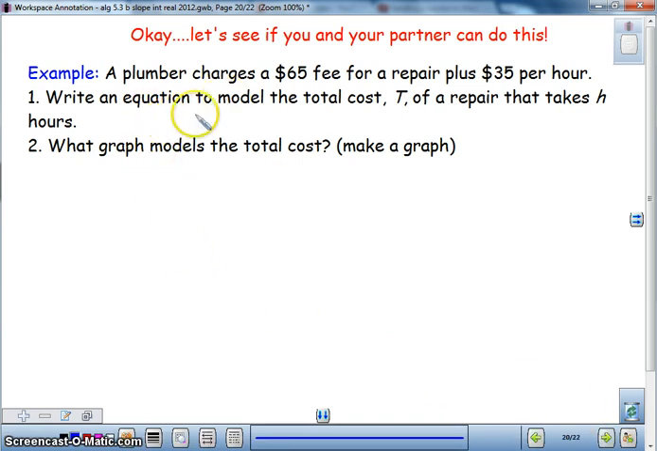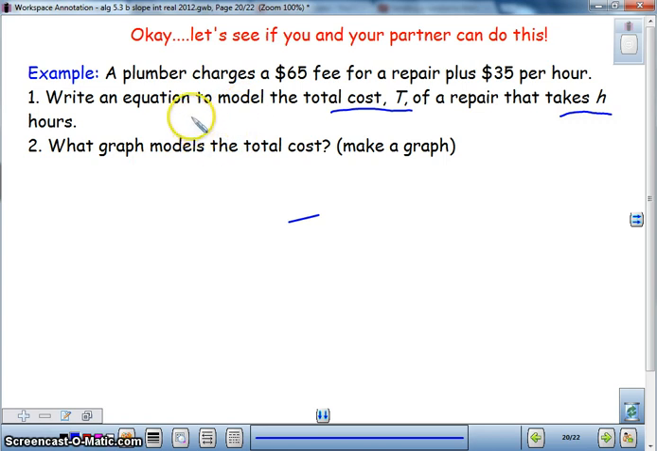Okay, with your partner, or as you look at this, think about this one. A plumber charges $65 to repair plus $35 per hour. Write an equation that gives us the model of our total cost in relation to how many hours it takes. And then we're asked to graph it.